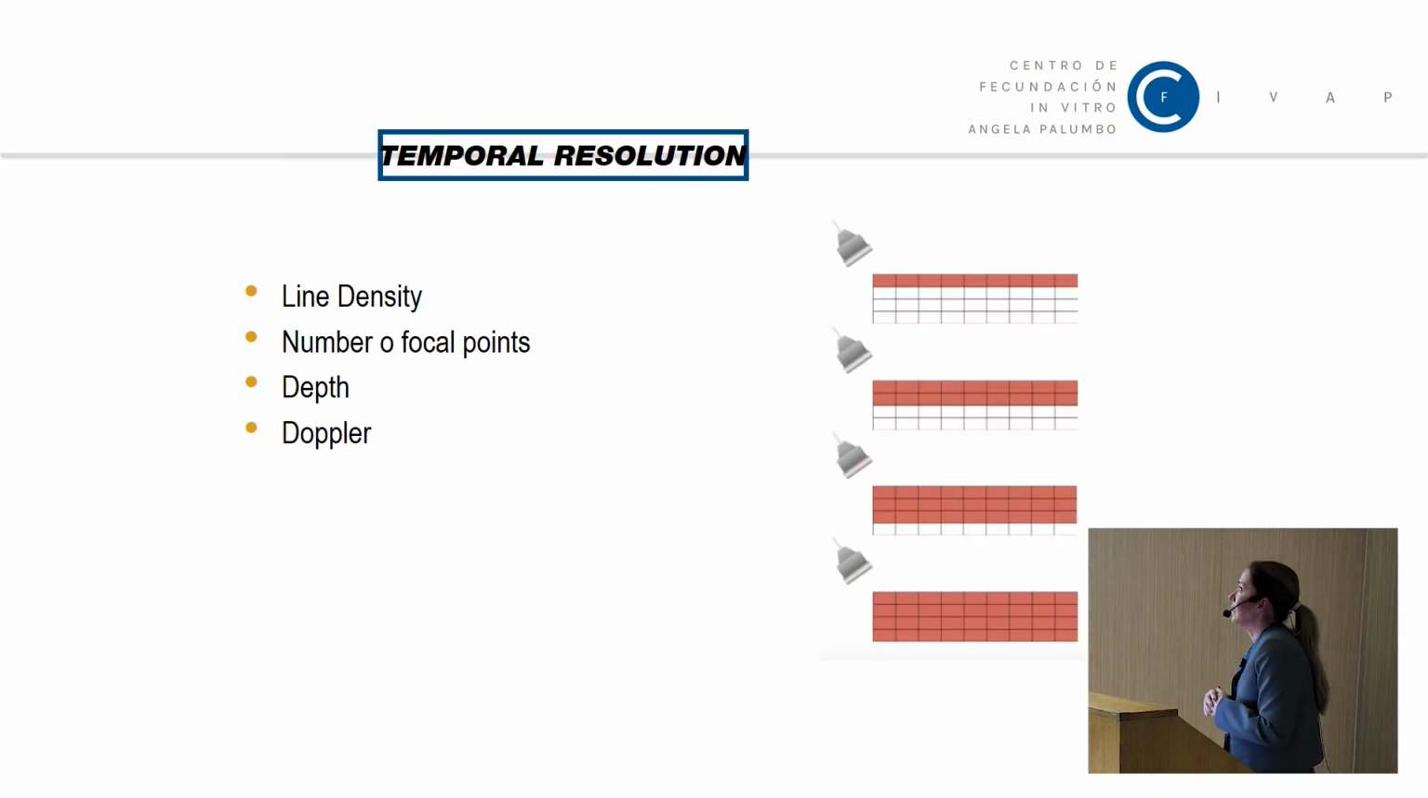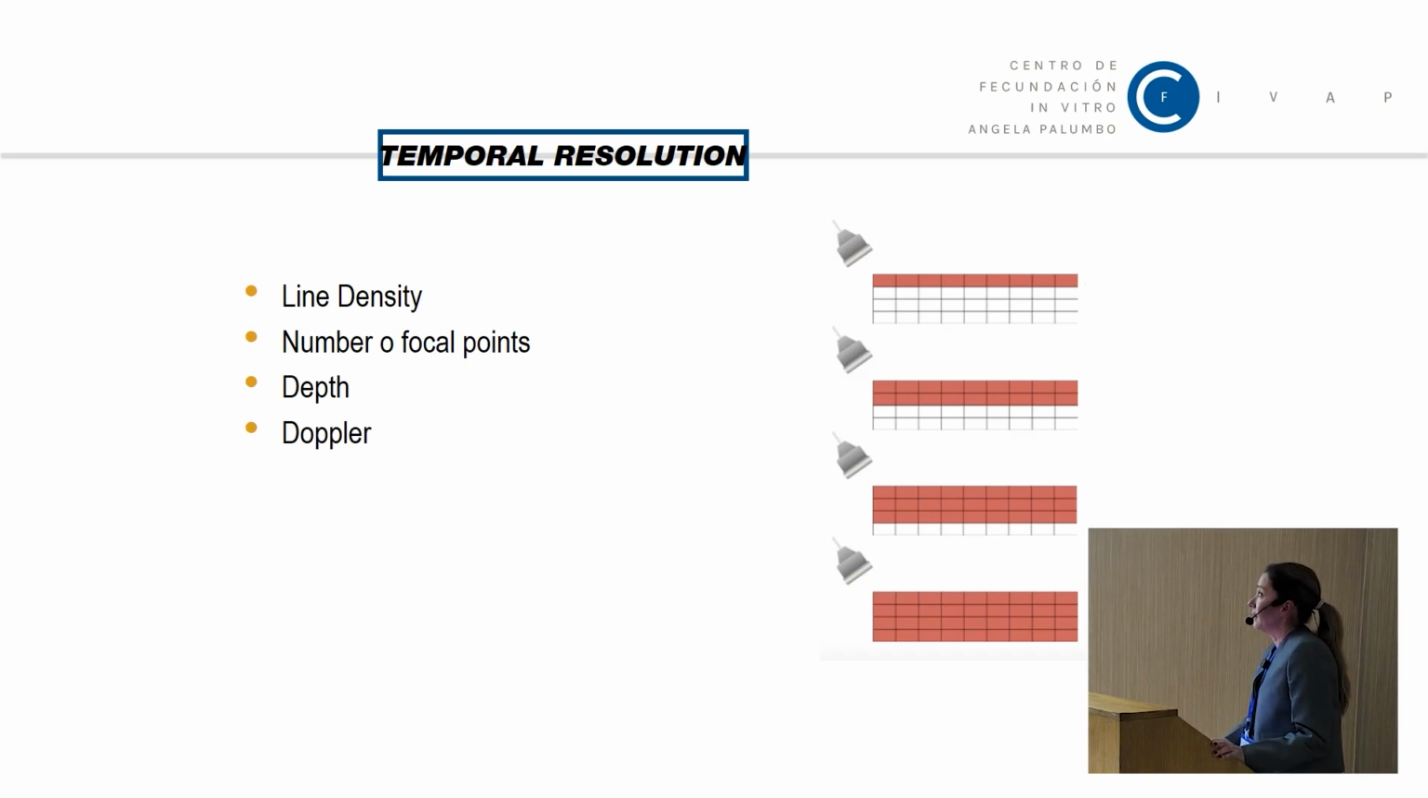On the other hand, as I said, we have the temporal resolution. This is very important when we are studying moving objects like vessels or a heart. The human eye needs the image to be updated at least 25 times per second to appear continuous. There are several factors that can reduce the temporal resolution, and the first one is the line density. If we use several lines of scans, we will obtain a better resolution, but the temporal resolution will decrease. Temporal resolution is the same as frame rate. You can call it both.